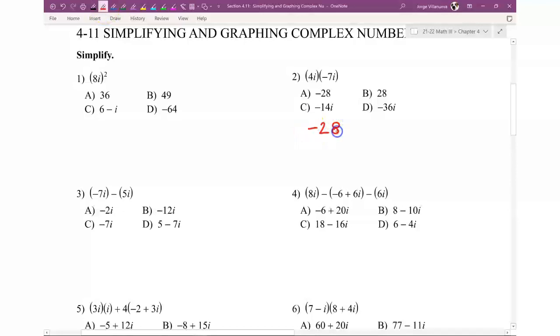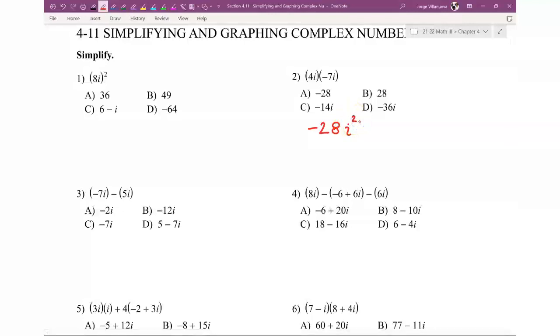Negative 28, thank you. And then what's i times i? Think of it like x times x. What would you have gotten? x times x is x squared, right? So what's i times i? i squared. Thank you. Now, what's the definition of i squared?